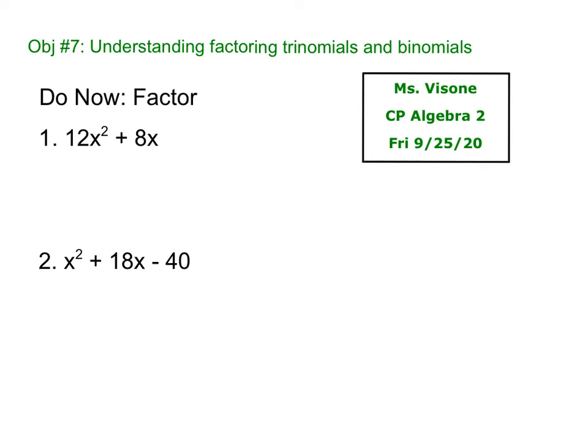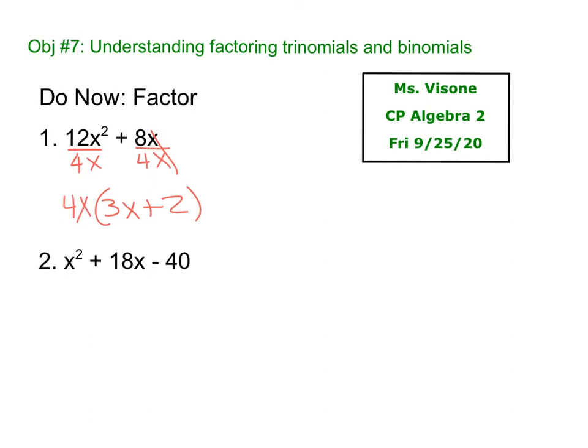So number one is a GCF. There's x's everywhere, and we know that we can divide by 4. So my GCF is 4x. We divide, we get 3x plus 8 divided by 4 is 2. And remember, those x's cancel out. Parentheses, 4x on the outside.